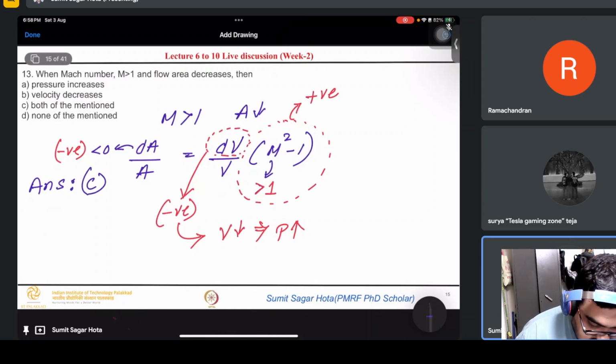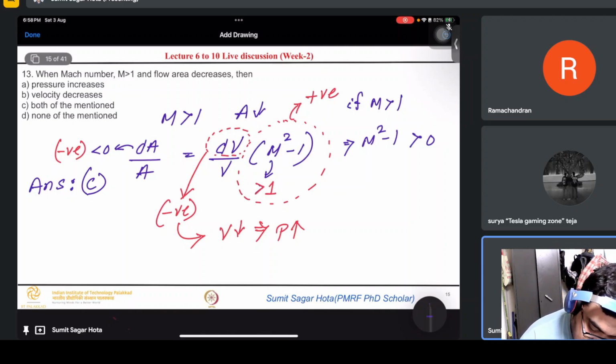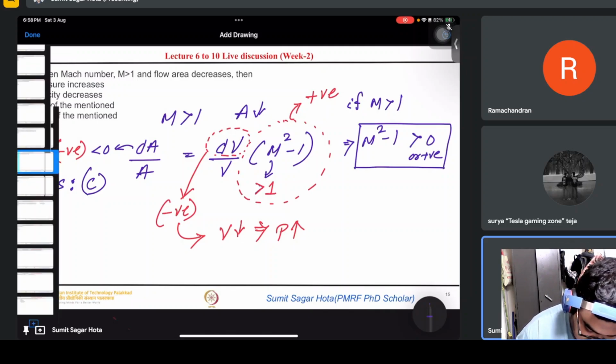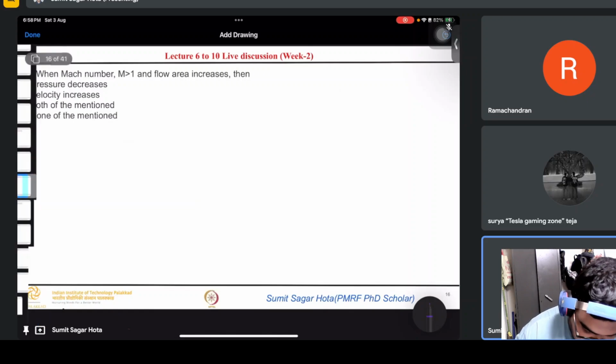Okay, so obviously you can also write down m square minus 1. If m is greater than 1, it implies m square minus 1 is greater than 0, or positive, you can say. So that's the whole idea. Next question can go.